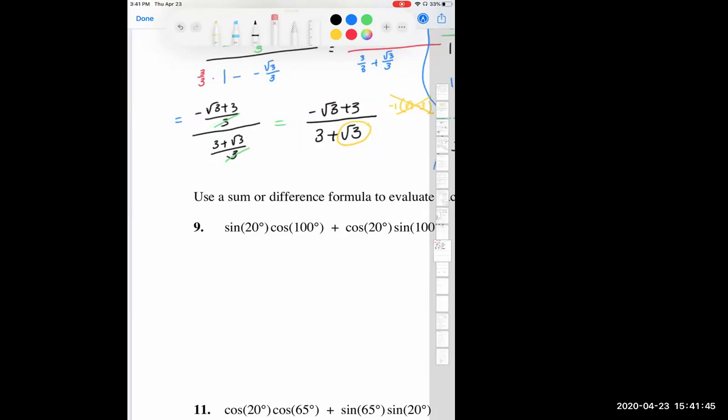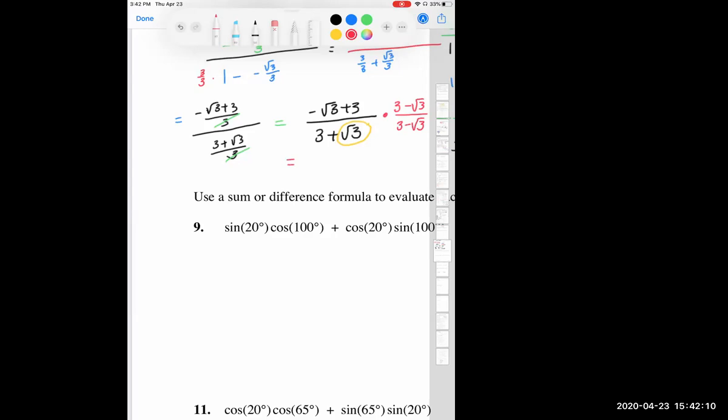I have to multiply by the conjugate so I can get rid of that denominator. So one last step. I have to go ahead and multiply by, take a look at your denominator, write those same terms but opposite sign. So I have 3 plus radical 3. I have to multiply by 3 minus radical 3 to rationalize.